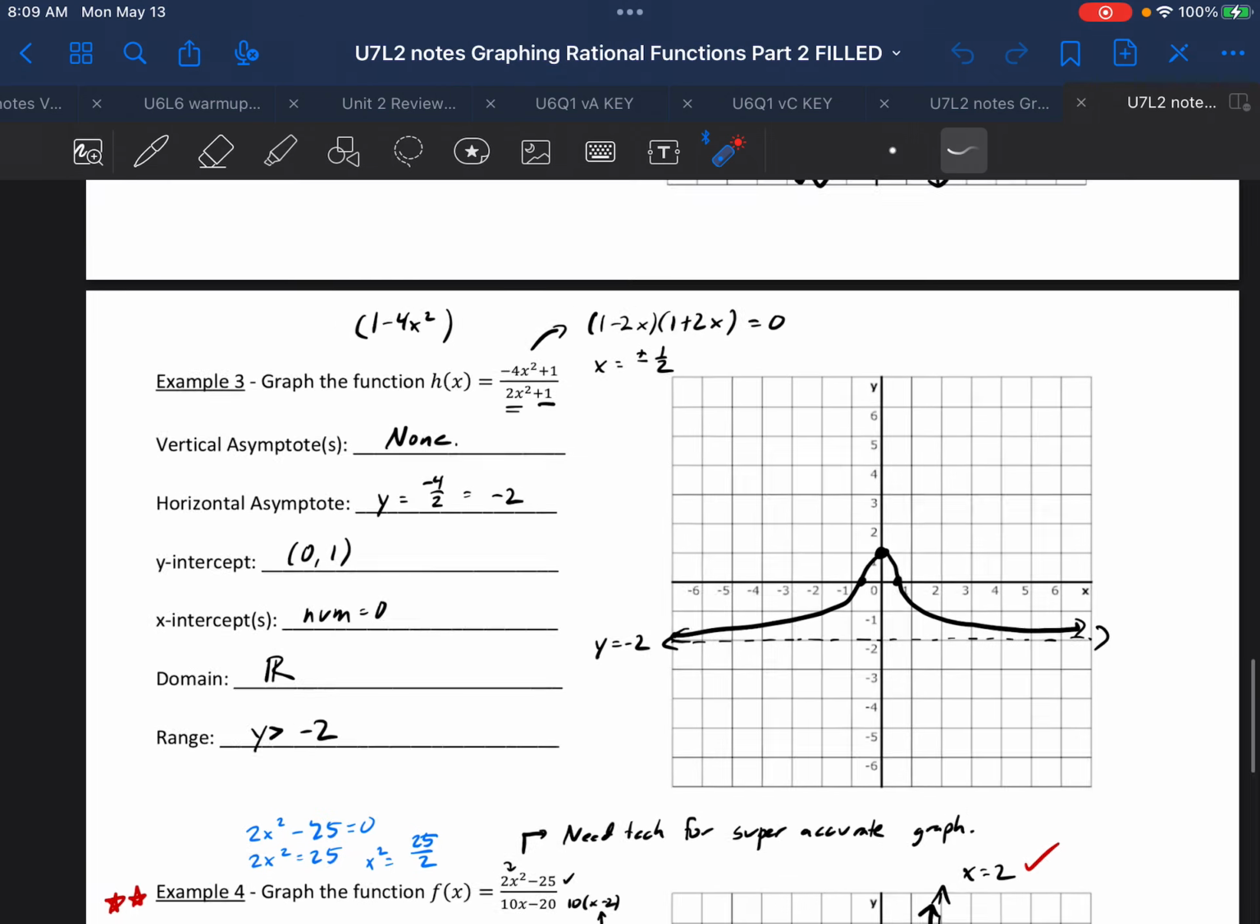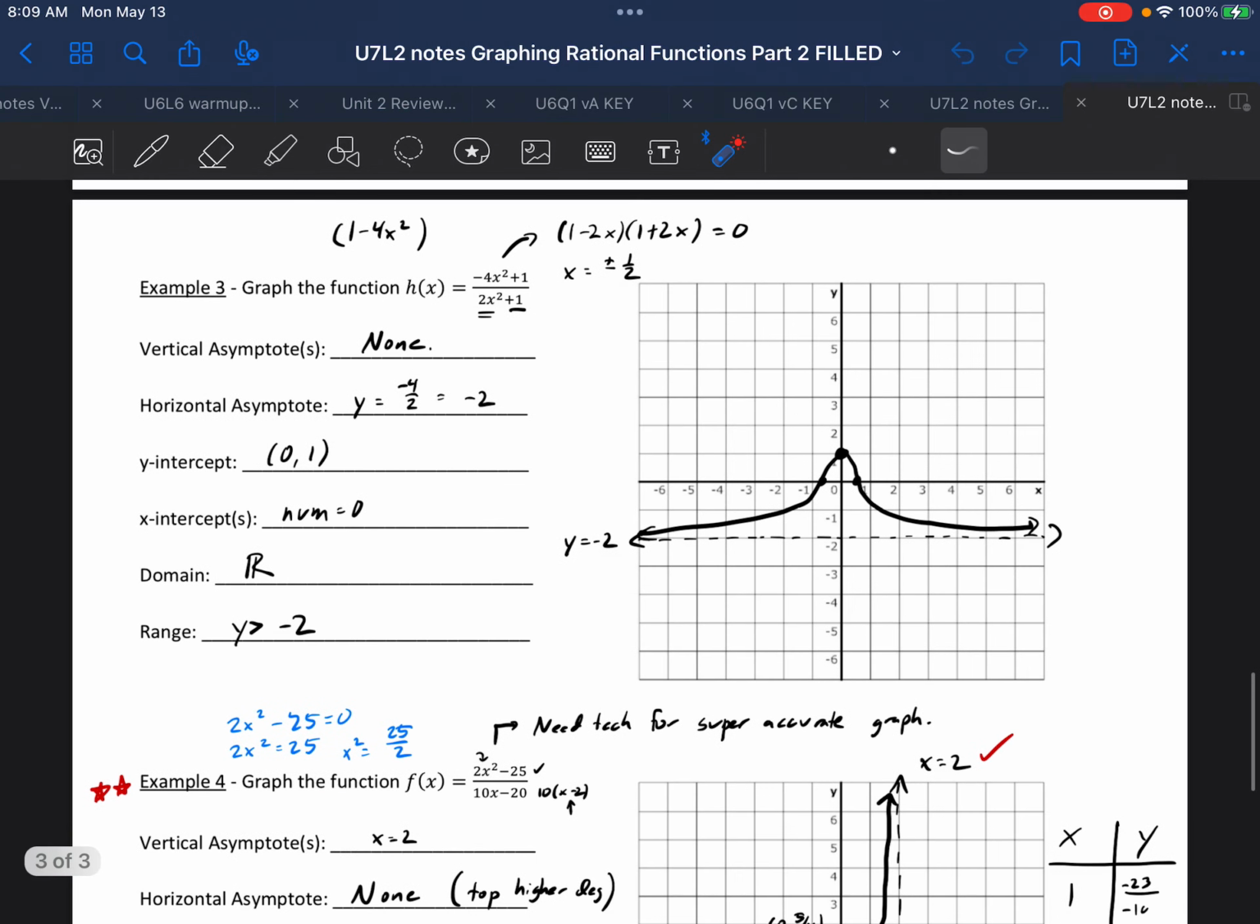So yeah, basically we're going to look at a little bit different types of rational function graphs. Okay, real quick, just show you some different things that can happen, and that's it. So we've got this example 3, right? Basically, if you look at this graph, it has no vertical asymptote.